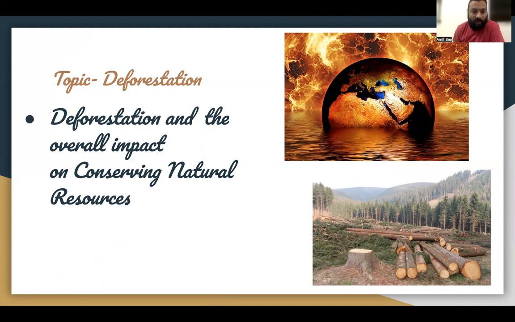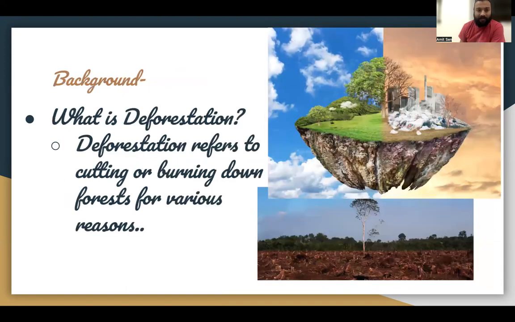So, the topic is deforestation and what the overall impact of deforestation is going to be on conservation of natural resources for us. Generally speaking, deforestation is a constant threat to our environment because it increases the Earth's temperature. And as we know, deforestation refers to the process of cutting down or burning down trees or forests at random or for different reasons, that I just talked about right here.